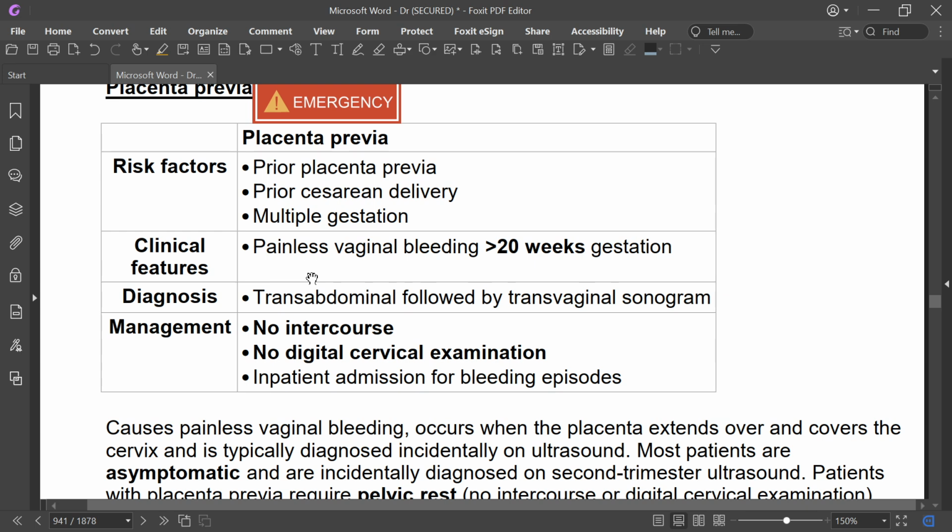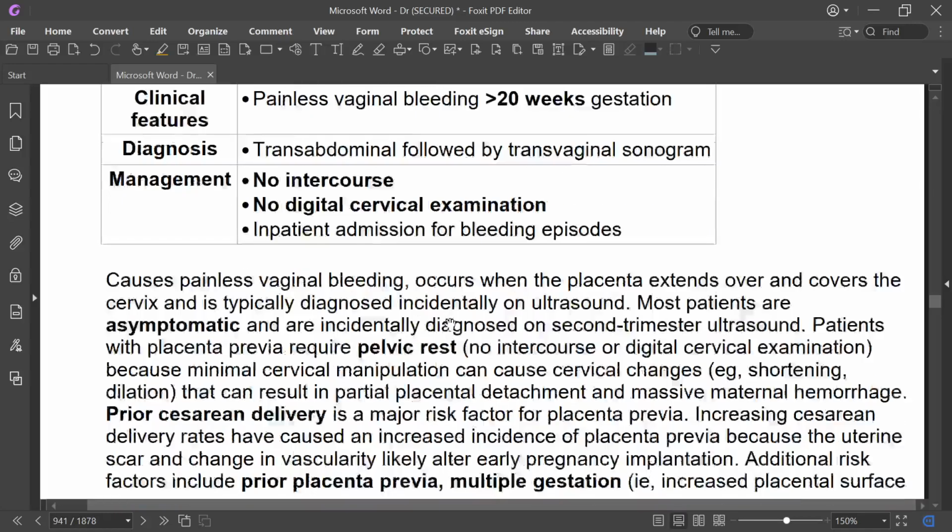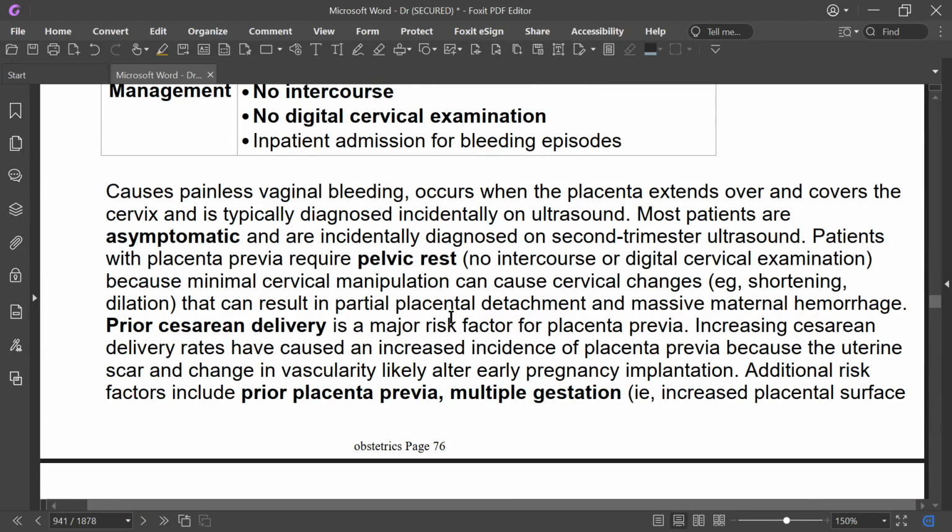Diagnosis: transabdominal followed by transvaginal sonogram. Management is no intercourse, no digital cervical examination, and inpatient admission for a bleeding episode. Painless vaginal bleeding occurs when the placenta extends over and covers the cervix. It is typically diagnosed incidentally on ultrasound. Most patients are asymptomatic and are incidentally diagnosed on second trimester ultrasound.